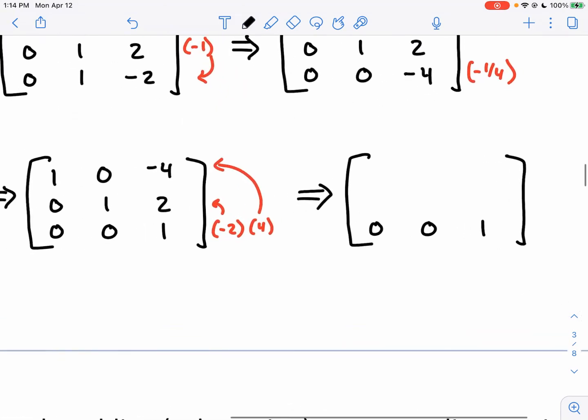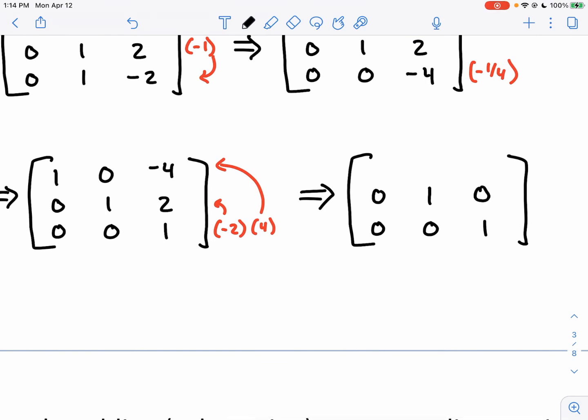Now let's create the new row 2. We do negative 2 times 0 and add to 0. Stays 0. We do negative 2 times 0, add to 1. That's going to stay 1. We do negative 2 times 1 and then add to 2. That's going to give us the 0 we want right there.